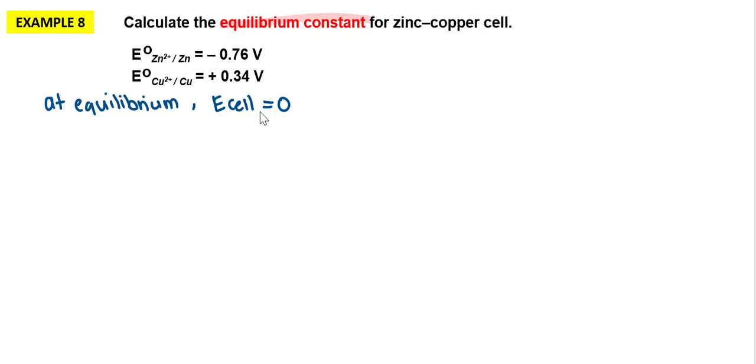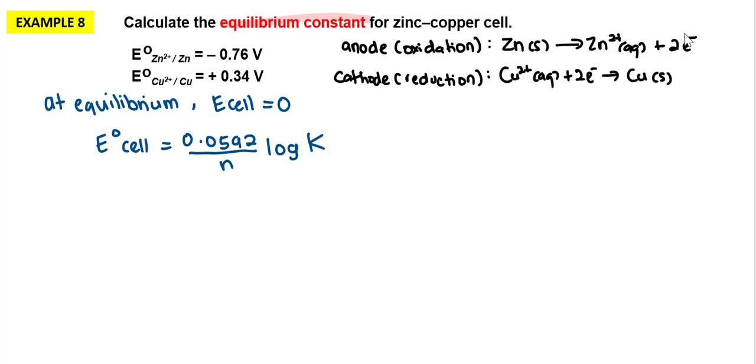Since at equilibrium the E cell is equal to 0, we are going to use the formula E naught cell is equal to 0.0592 over n times log K. So find the value of n by having a look at the half cell equation. Since the E naught half cell for zinc is more negative, zinc will become our anode and copper will become our cathode. So from here we can see that the number of electrons involved is 2, so our n is equal to 2.